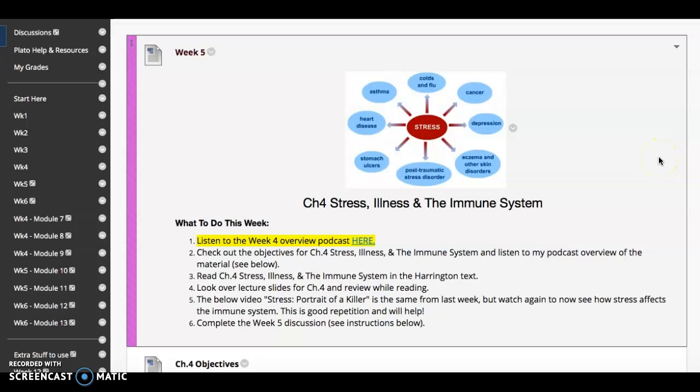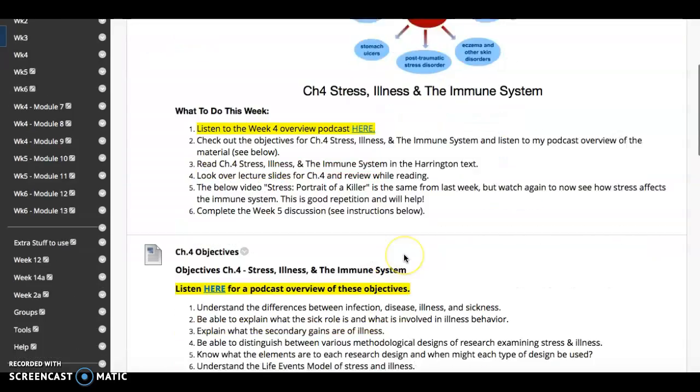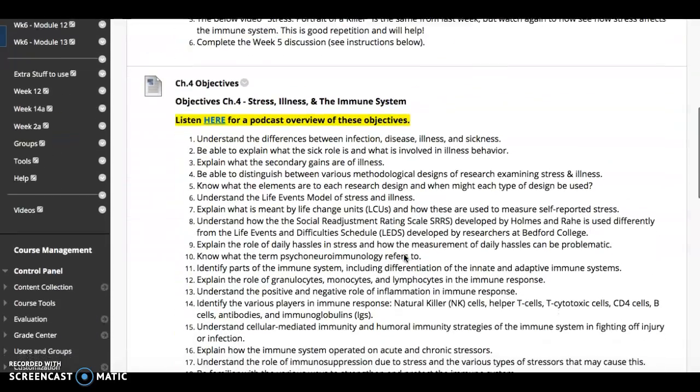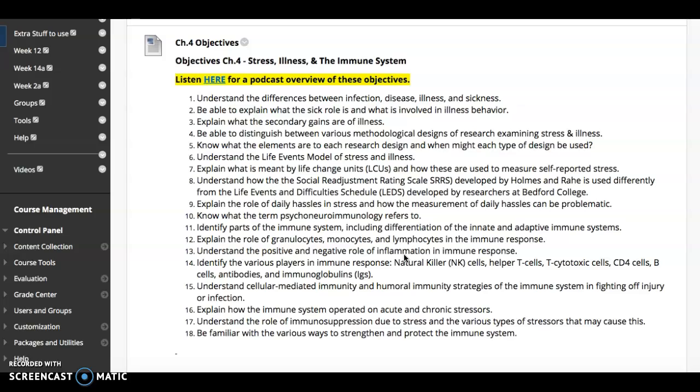Welcome to week 5, where we will be covering chapter 4, stress, illness, and the immune system. So this is a quick overview of the week to help keep you on track and make you aware of what is coming up. The first thing that you're going to want to do is check out the objectives for the chapter.